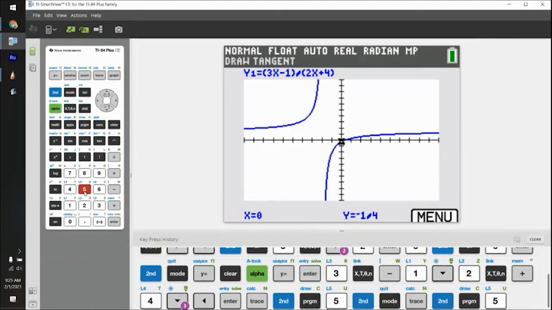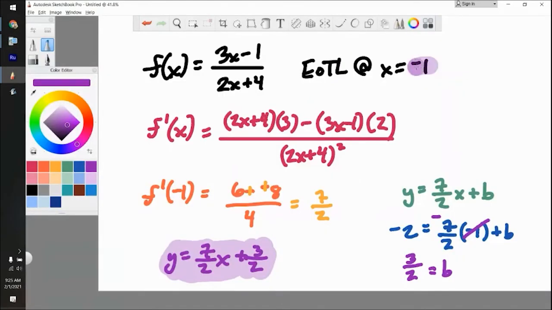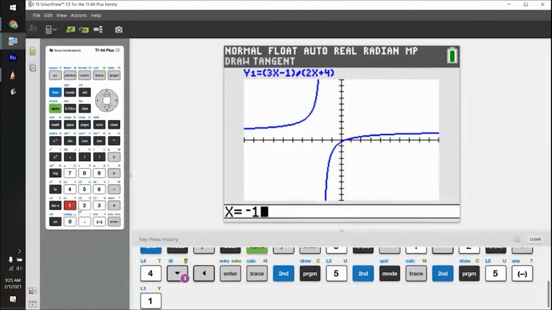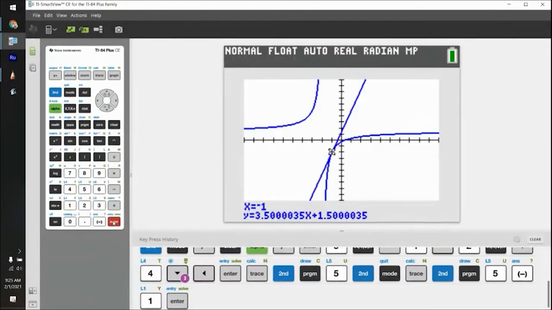Again, very non-user friendly because it just brings you to the screen. It's like, hey, I hit tangent. Why isn't it making me do anything? It is. It's waiting for an input. It doesn't even look like it's waiting for an input, but it's waiting for the X value that we're inputting. In this case, it was negative 1 because the problem said negative 1 right here. What we're going to do is write negative 1. It doesn't seem like you would do that, but you do. And you hit enter. It draws it on the screen and gives you the equation right here.